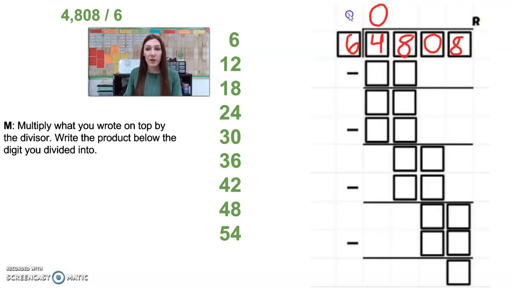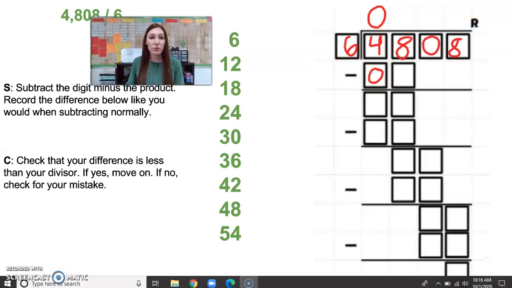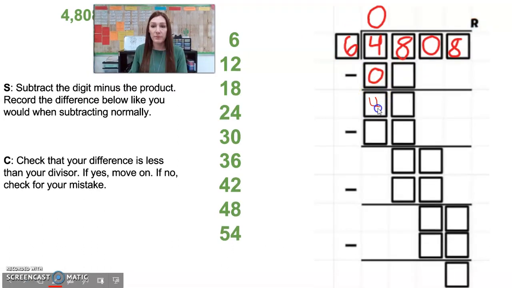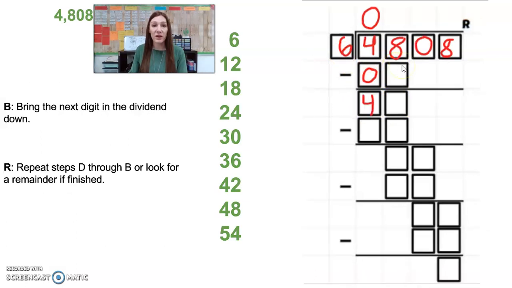Next, I'm going to multiply. 0 times 6 is 0. I'm going to drop that product down below the digit I was dividing into, which was 4. Then I'm going to subtract. 4 minus 0 is 4. Then I'm going to check. Is this remainder, the difference between 4 and 0, less than 6? If it is, I can go ahead and bring down the next digit from my dividend. So my new dividend is 48.